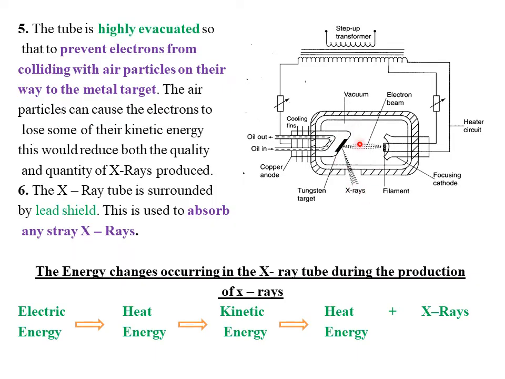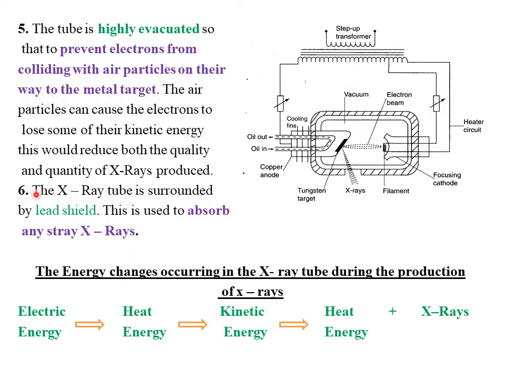So we evacuate the tube, or simply create a vacuum, to prevent the electron beam, or simply these cathode rays, from colliding with the air molecules, leading to loss of kinetic energy. So the tube is highly evacuated to prevent the electrons from colliding with air particles on their way to the metal target. The air particles can cause the electrons to lose some of their kinetic energy. This would reduce both the quality and quantity of X-rays produced.